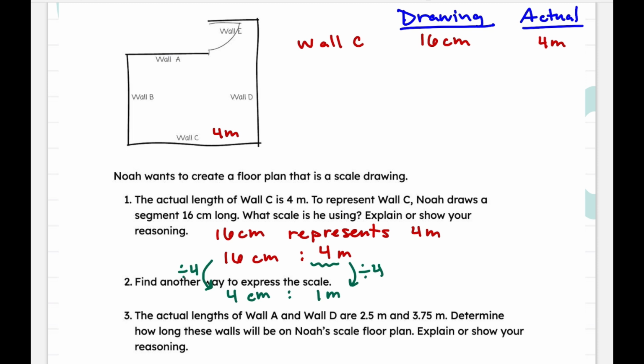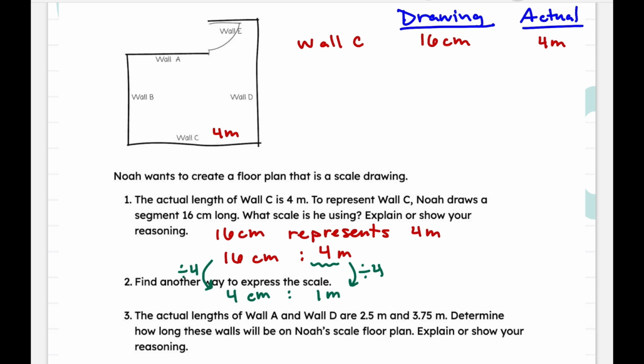Another way to think about this, notice that 4 and 16 both have a common factor of 4. That means if I take 4 and divide it by 4, I'll still get an integer. And if I take 16 and divide it by 4, I will still get an integer. So that's another way that you can change or simplify the ratio, by simply dividing out any common factors that you find. Let's continue on to number 3.